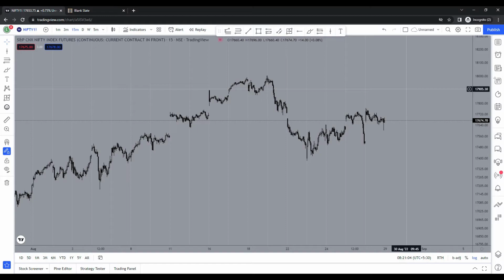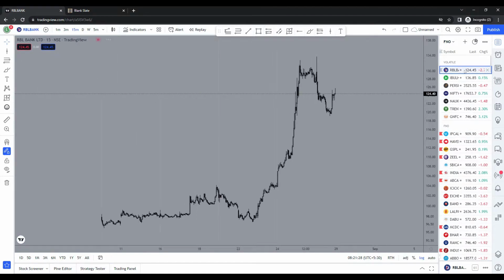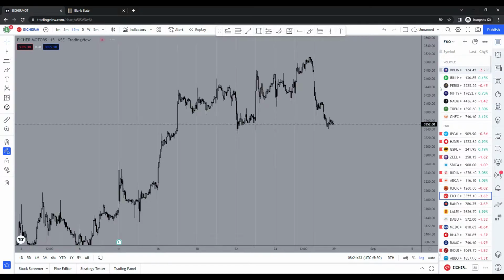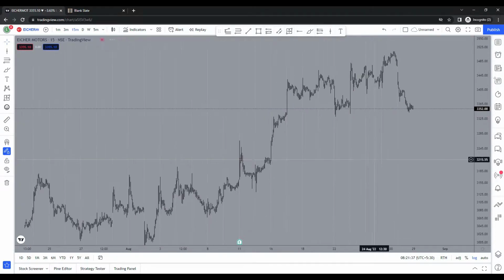So this is the Nifty chart. Okay, let me choose some random chart. This is my watch list, which comprises all the FNO stocks. I mostly trade in these stocks, and out of these, I just choose 4 to 5 stocks which have good momentum and good volatility in the recent weeks or months. So let's choose some random stock. Okay, randomly it is Eicher Motors.